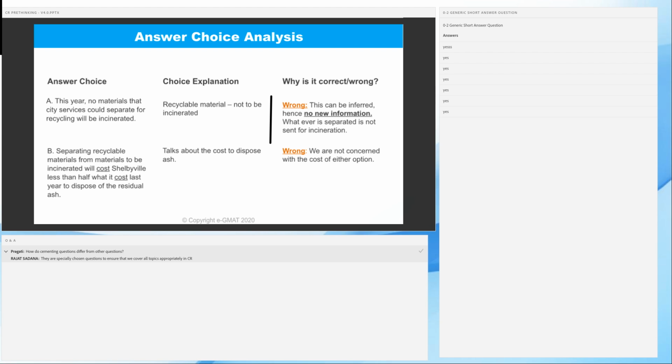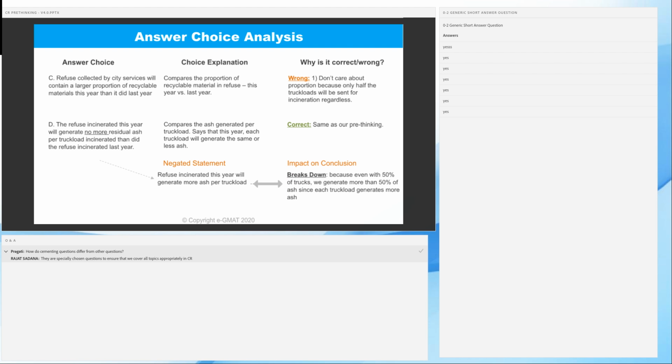Again, remember, an assumption satisfies two conditions. It must be true. It also provides new information. This does satisfy the must-be-true condition, but doesn't satisfy the new information condition. Okay. Choice B talks about the cost of disposing. That's irrelevant here. Choice C talks about the proportion of recyclable materials. Now, do we care about the proportion of recyclable materials in the total refuse? Absolutely not. Why? Because we're only going to get half as many truckloads. People who chose choice C, can you see why this is wrong? Lots of you chose choice C. Can you see why this is wrong?